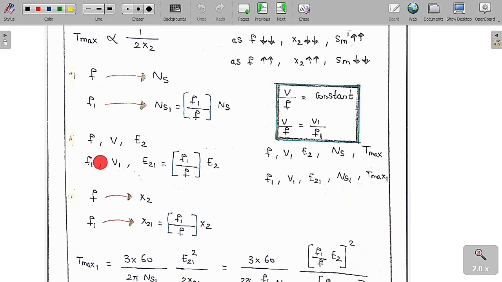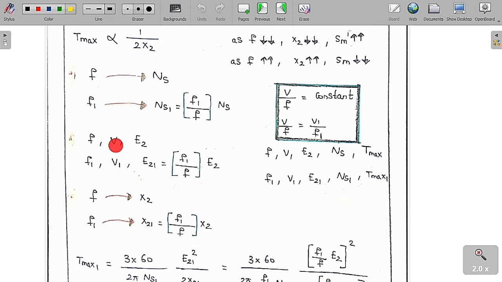If the supply frequency is f and the supply voltage is V, the induced voltage in the rotor is E2. For the supply frequency of f1 and the supply voltage of V1, the induced voltage is again proportional to the frequency. So we can say that it is f1 by f into E2, that is, f1 into E2 by f. This is the point that you always have to remember.